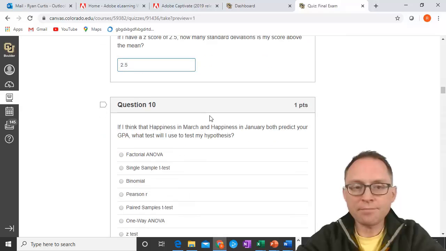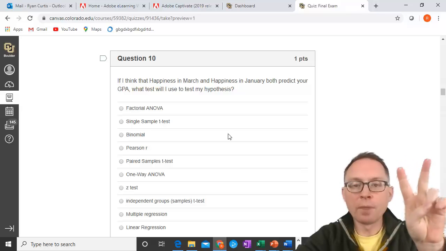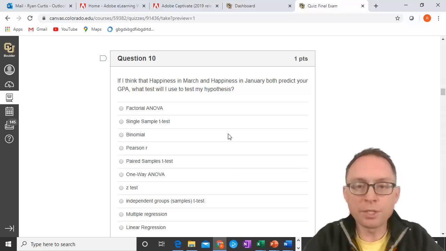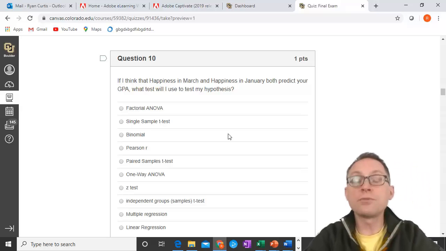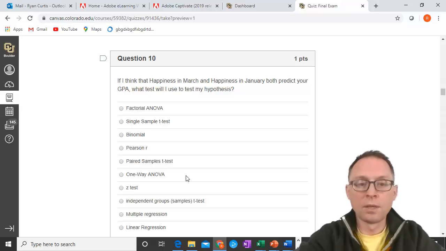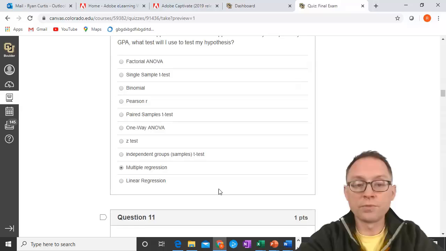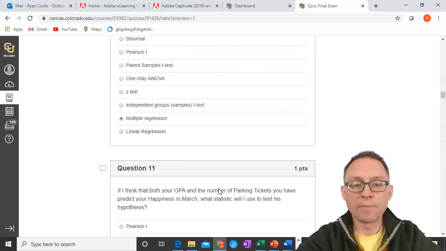That's it. If I think that happiness in March and happiness in January both predict your GPA, what test will I use to run my hypothesis? All right, so both happiness in March and happiness in January predict your GPA. So happiness in March is continuous, happiness in January is continuous, and we want both of those to predict my GPA, which is also continuous. So I've got two continuous variables predicting one continuous variable. That is a multiple regression. Multiple regression because it's two continuous variables predicting one continuous variable. So it's both happiness in March and happiness in January together predicting your GPA.